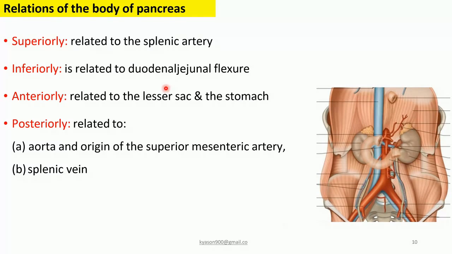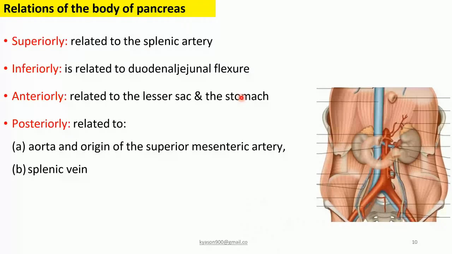So all these two structures are going to be anteriorly related to the pancreas. This is important because last time we said if a patient has chronic pancreatitis, we will talk about that later on. Those cystic-like structures can form within the lesser sac, and it will be an indication that this patient is having chronic pancreatitis.